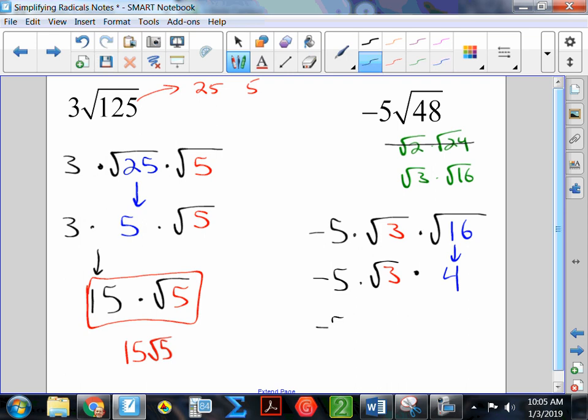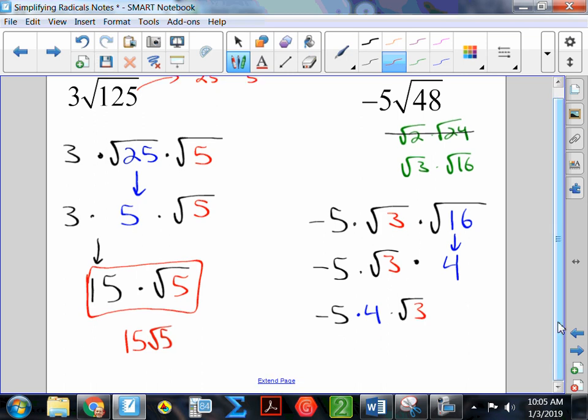Or I have negative 5 times 4 times the square root of 3, because multiplication is commutative, which means you can change the order in which you multiply problems. Negative 5 times 4 is negative 20. The square root of 3 does not change, and so that's my final answer.